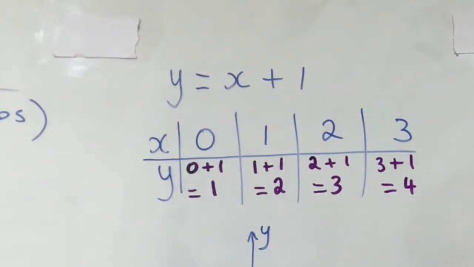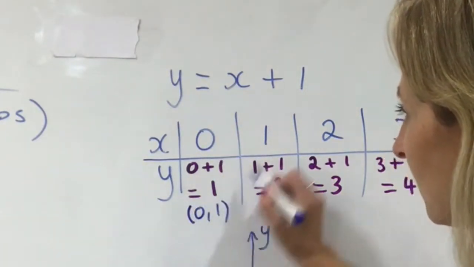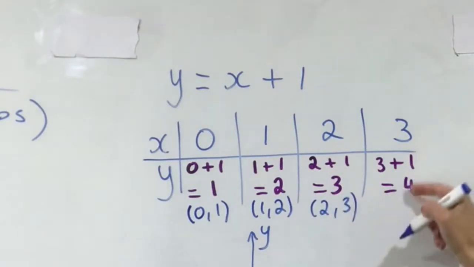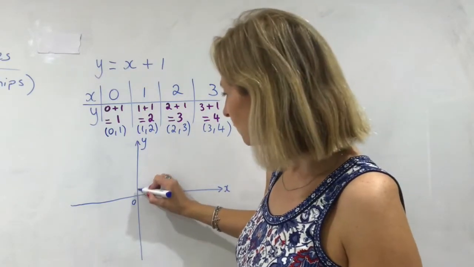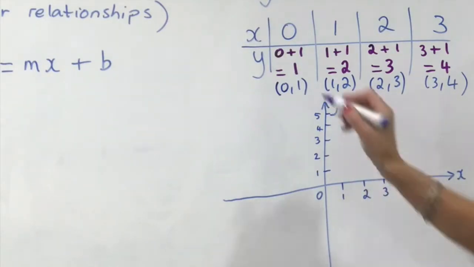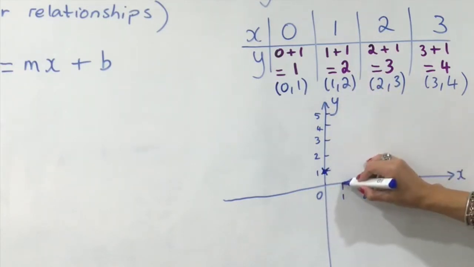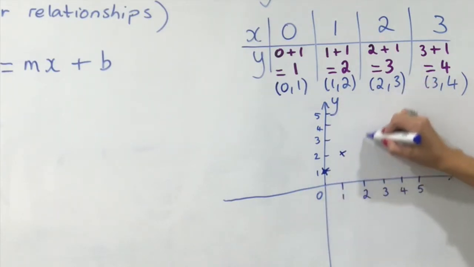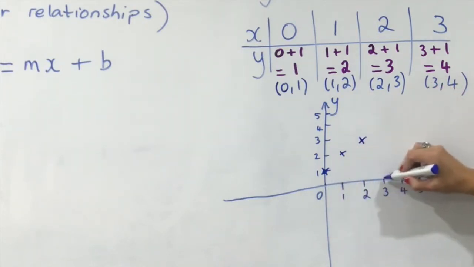I can now write down my coordinate points the way that I like them, which would be what? (0, 1), (1, 2), (2, 3), and (3, 4). I then plot my points. I have to have a scale. Hopefully you're using a ruler. And then I plot my points. (0, 1) will be 0 and up 1. (1, 2), I go across 1 and up 2. (2, 3), across 2 and up 3. And (3, 4), across 3 and up 4.